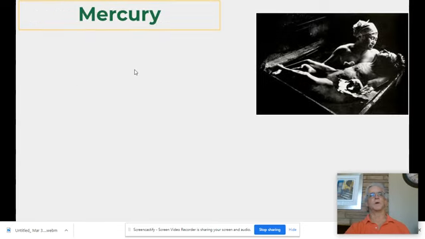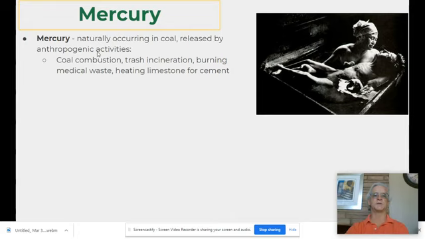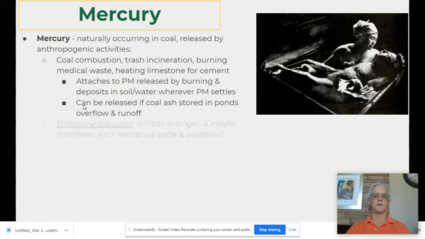Mercury. This is in Minamata, Japan. It occurs naturally in coal. It's released by anthropogenic activities such as combustion, trash incineration, burning medical waste, and heating limestone for cement. It attaches to particulate matter that's released by the burning and deposits in soil or water or wherever the particulate matter settles. It can be released if the coal ash is stored in ponds, overflows, runs off, or goes out into the ocean, such as the bay in Japan.